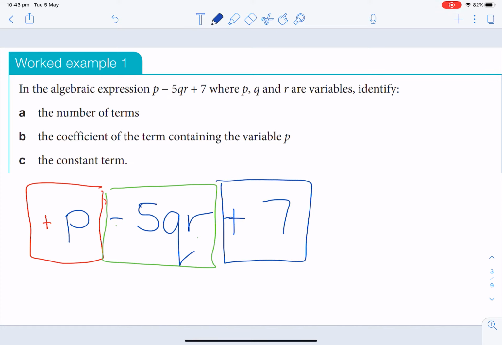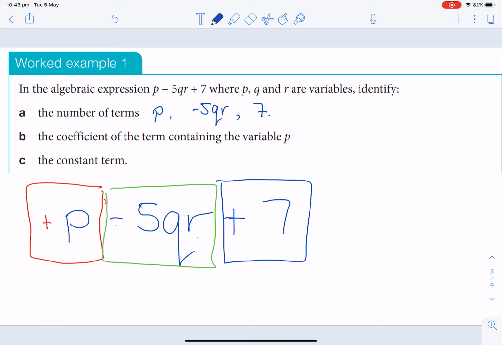So, based on that, I can answer A, the number of terms. I've broken this up into 3 terms. p is one term. Negative 5qr is the second term. And my third term is just the number 7.